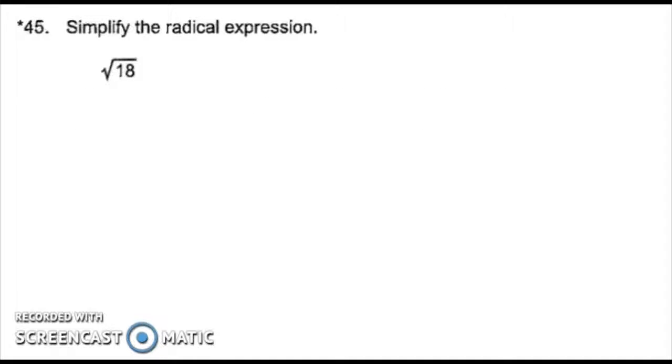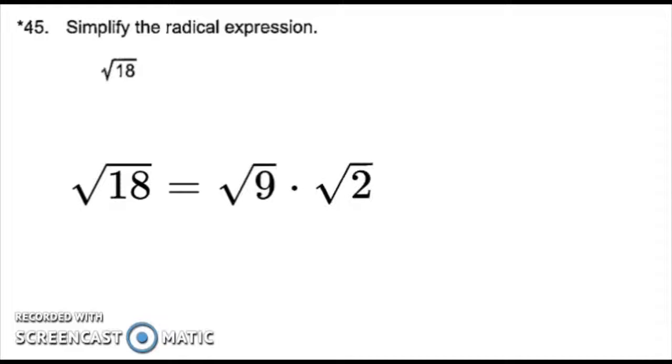Number 45 says simplify the radical expression. So we need to look for the largest perfect square factor of 18. That would be 9, because 9 times 2 is 18. So we write the square root of 9 times the square root of 2. The square root of 9 is going to be 3. So your answer is going to be 3 radical 2. And that's number 45.